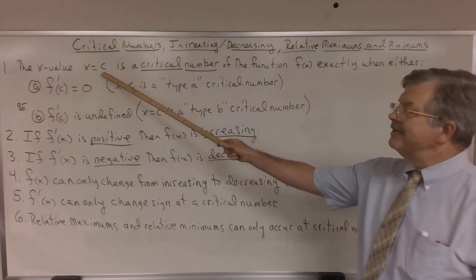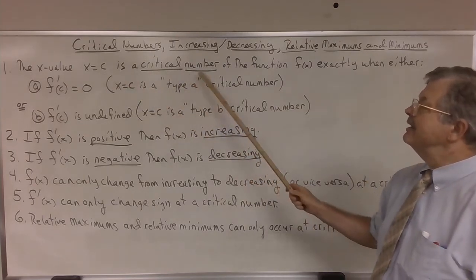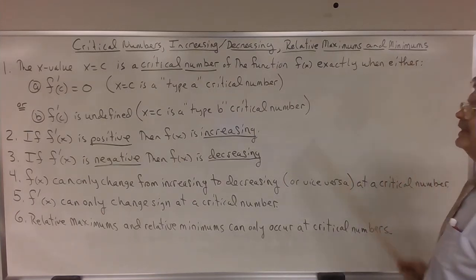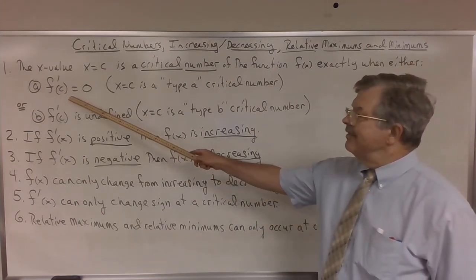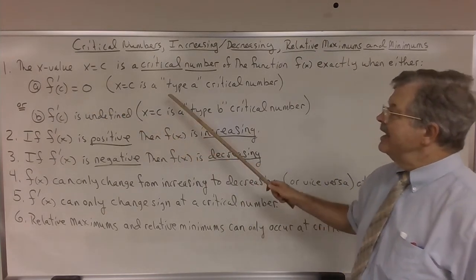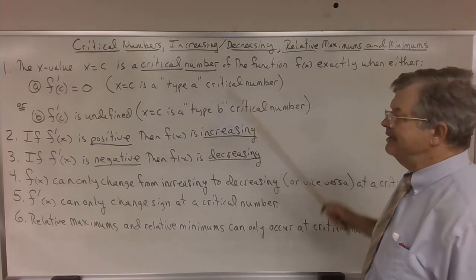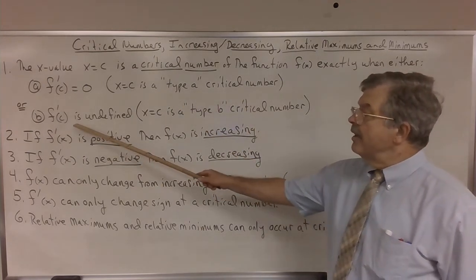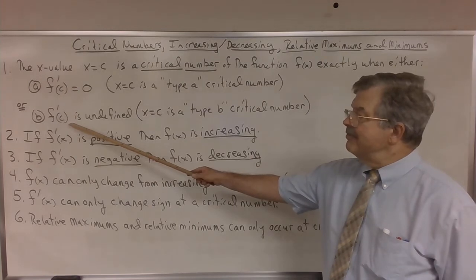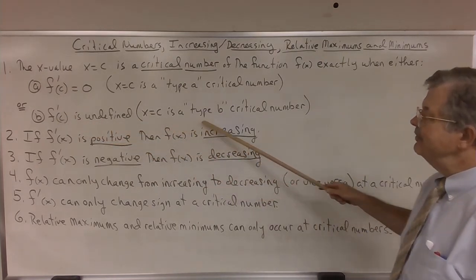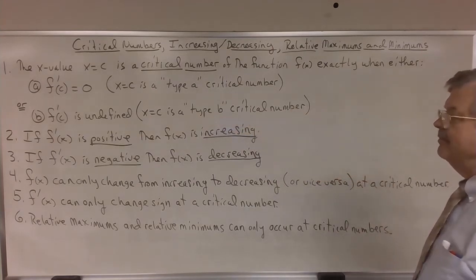An x value, x equals c, is a critical number of the function f of x exactly when either the derivative is 0, f prime of c is 0, and in this case, x equals c is a type A critical number, or the derivative f prime of c is undefined. In this case, x equals c is a type B critical number.